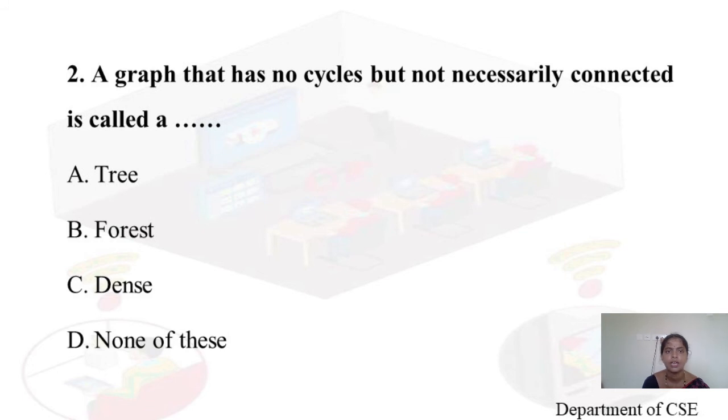Secondly, a graph that has no cycles but is not necessarily connected. It is acyclic, but it may not be connected. Then it may not be termed a tree, but what is it termed? Is it a forest or a dense? It is termed a forest.